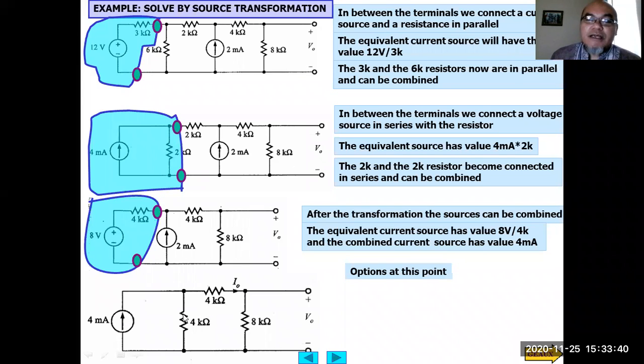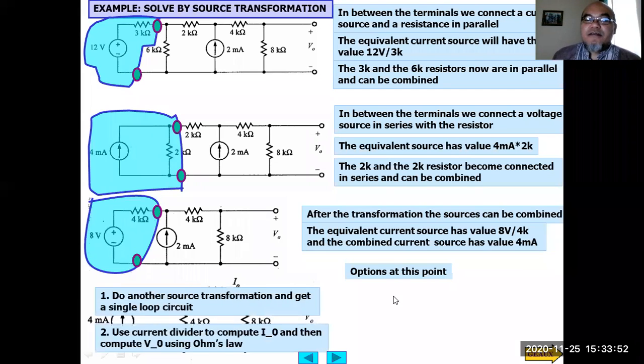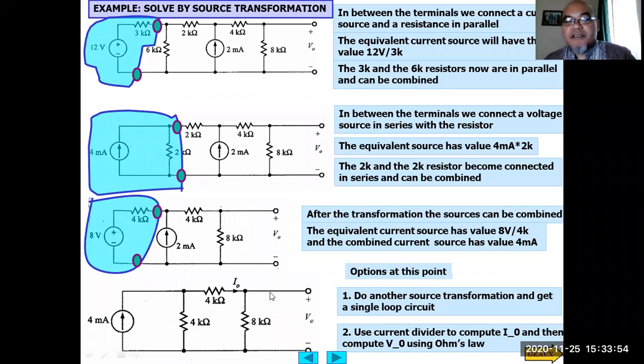So from here we can again do source transformation into an independent voltage source in series with the 4 kilo ohm. Otherwise, we can already solve, or do another source transformation to get a single loop circuit, or we use the current divider formula because this one is in series. Then from there we can calculate I/O using the current divider formula. From I/O, we can calculate the output by multiplying that I/O with 8 kilo ohm. Okay.